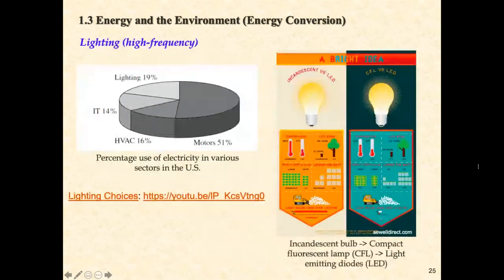And the other section is lighting. Of course, this is the high frequency. Actually, we can see that there is a trend for lighting. Initially we have the bulb, and then CFL, and then LED. Besides the technique, inside those technologies, we can see that the frequency for lighting is increasing. The operating frequency for lighting is increasing along this trend. And here also is the other link for your information.